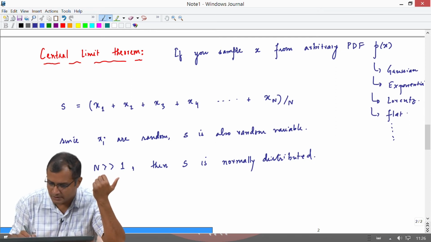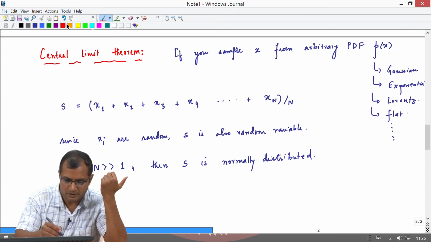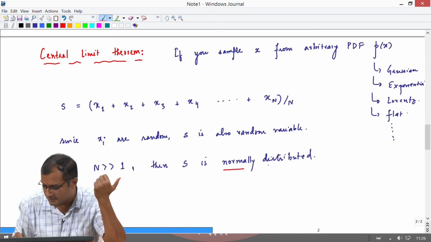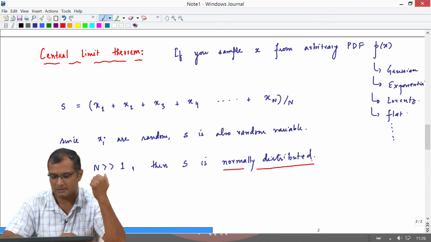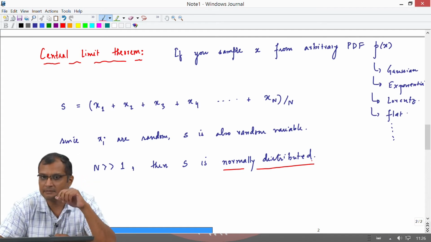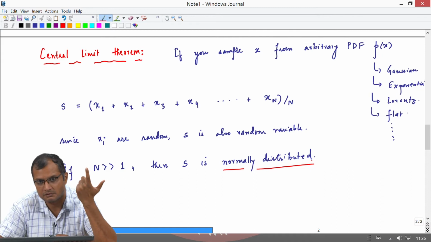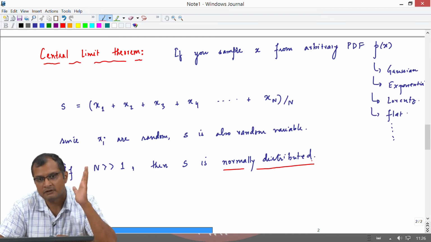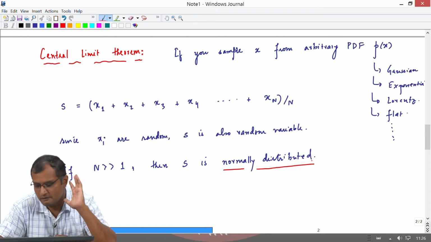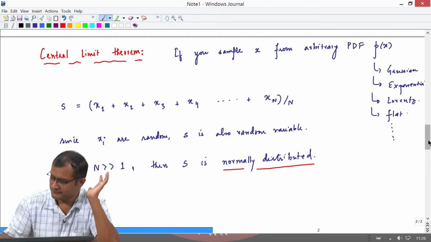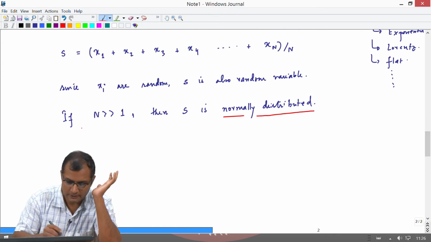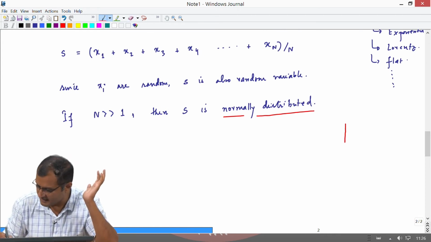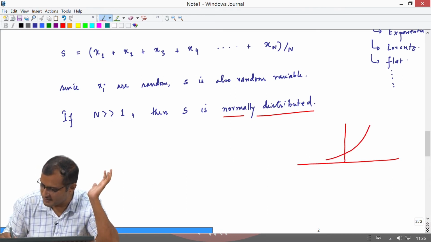So, I would like to rephrase this, so restate this important theorem, that if you take a large number of random variables from any distribution, does not matter whether it is Gaussian or exponential or Lorentz or flat, you add them up, the sum, if you have taken a large number of such variables, will always be normally distributed, which means what? Which means the following, that if you compute the PDF of S, this will always be a Gaussian distribution.